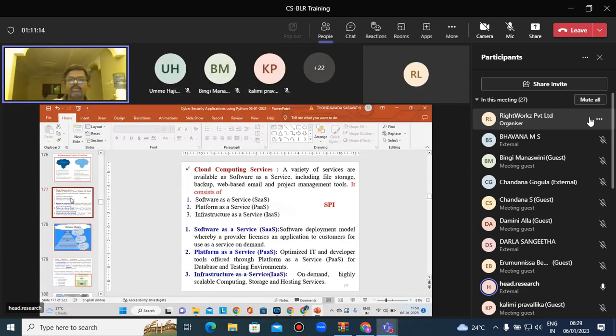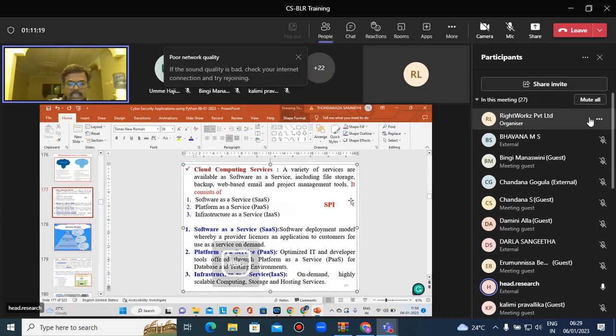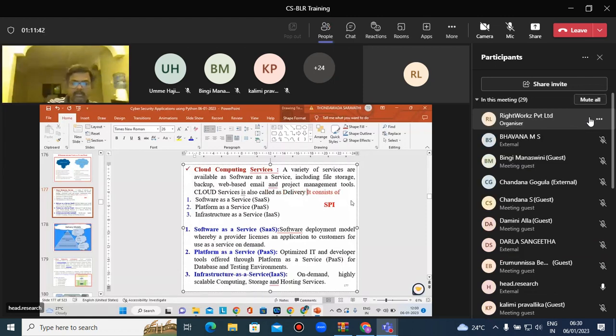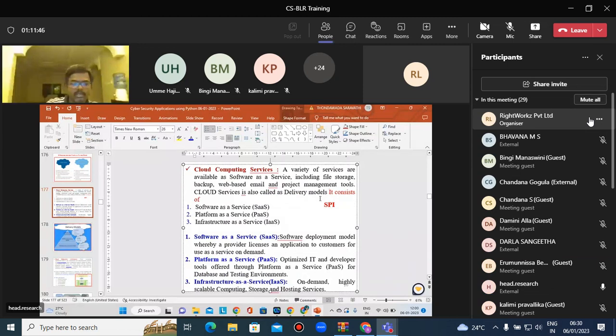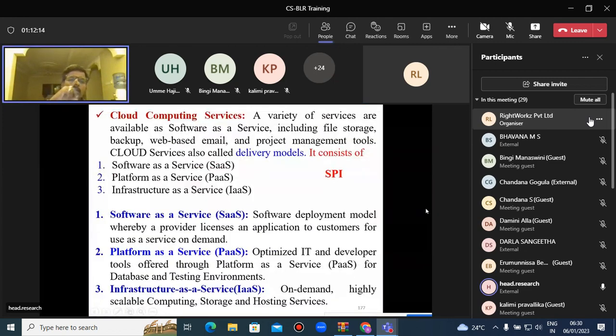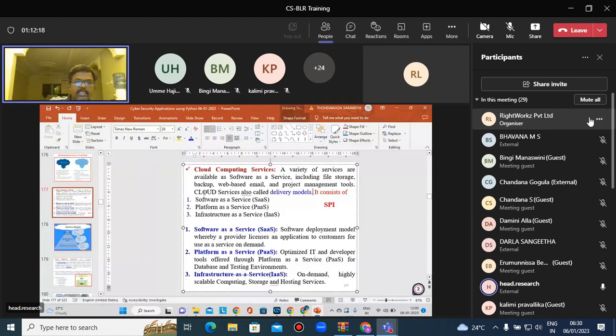Infrastructure models, cloud computing services. Cloud services are also called delivery models. You can keep in mind this one is delivery models. So cloud services is also called delivery model.